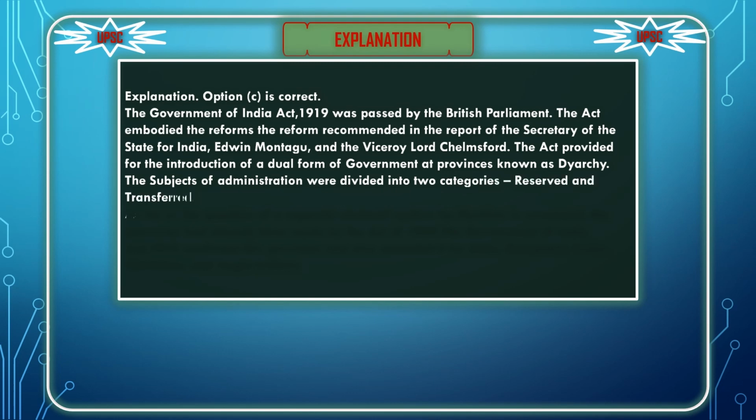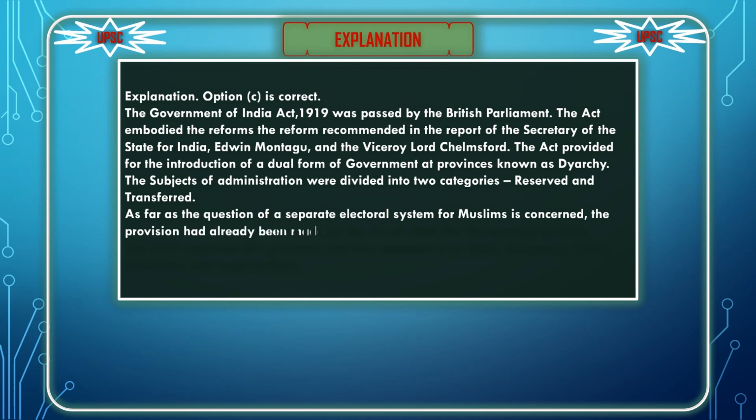As far as the question of a separate electoral system for Muslims is concerned, the provision had already been made by the Act of 1909.